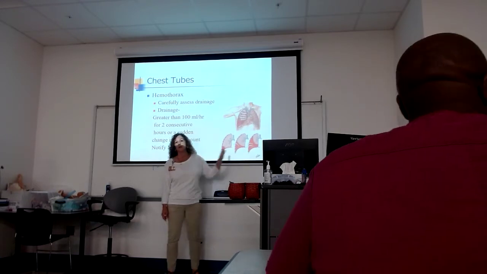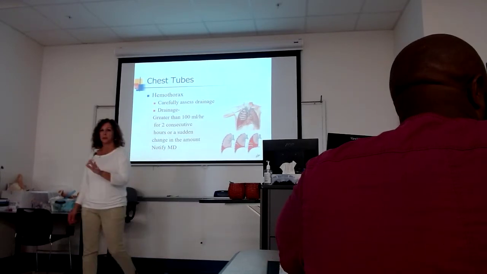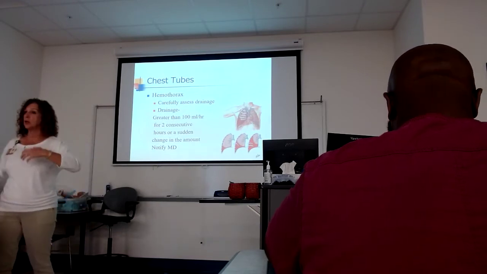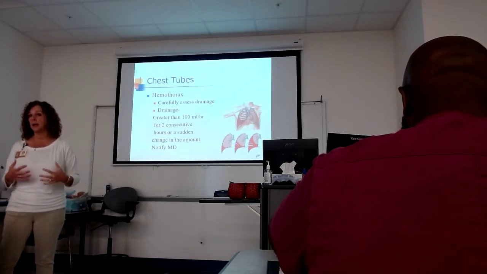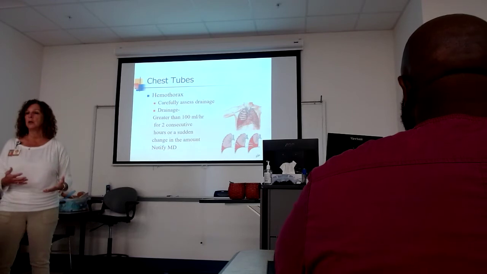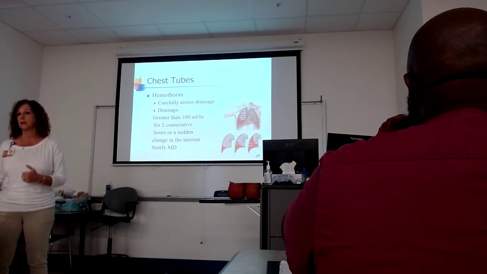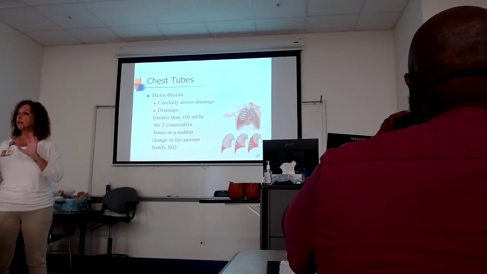You can see where if this is not draining appropriately, that it could actually cause so much volume to be in this chest cavity that it impedes venous return to the heart, and we end up with a cardiac tamponade. Okay, I need you to be able to link those things together.